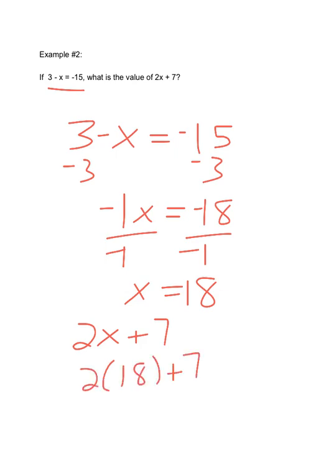So I'll take this and substitute it in. So I have 2 times 18 plus 7. 2 times 18 is 36. Plus 7 is 43.